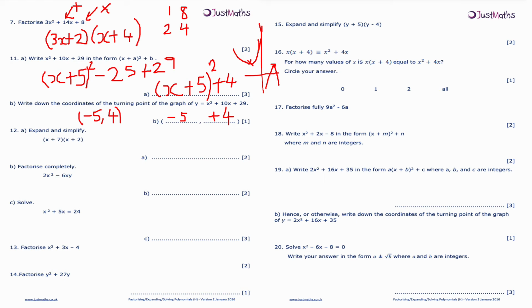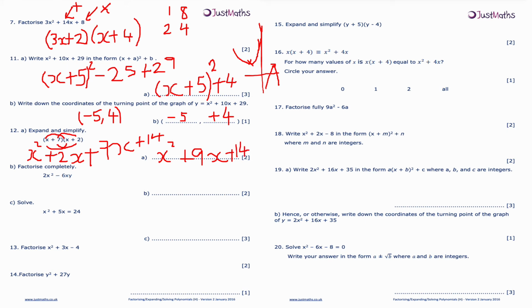This is question number 12a. Expand and simplify. x times x is x squared. x times positive 2 is positive 2x. 7 times x is 7x. And 7 times positive 2 is positive 14. So it's always expanding everything in my bracket. So collecting like terms, 2x plus 7x is 9x. So it's x squared plus 9x plus 14. And that will be my final answer.